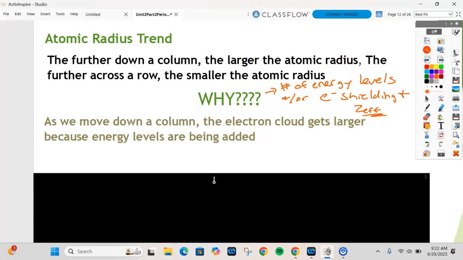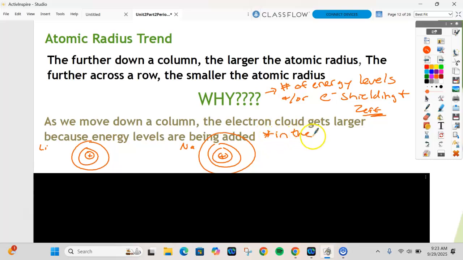So if we have lithium, it has its nucleus, and it has 2 energy levels. But if we have sodium, it has its nucleus, and it has 3 energy levels. So sodium is going to be a bigger atom than lithium because there is an extra energy level added to the cloud. In the same column, or group, the ZEFF is the same.